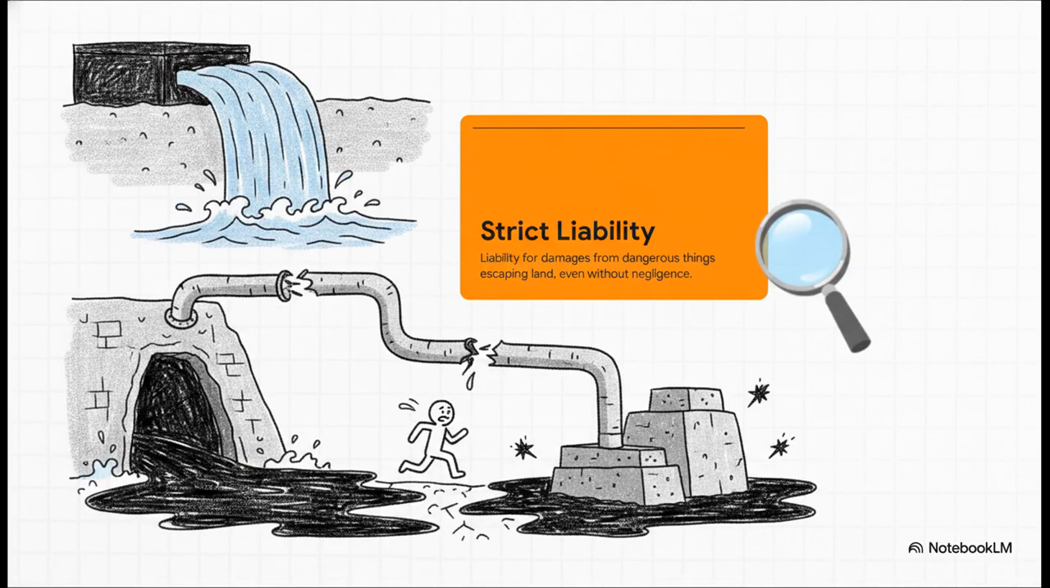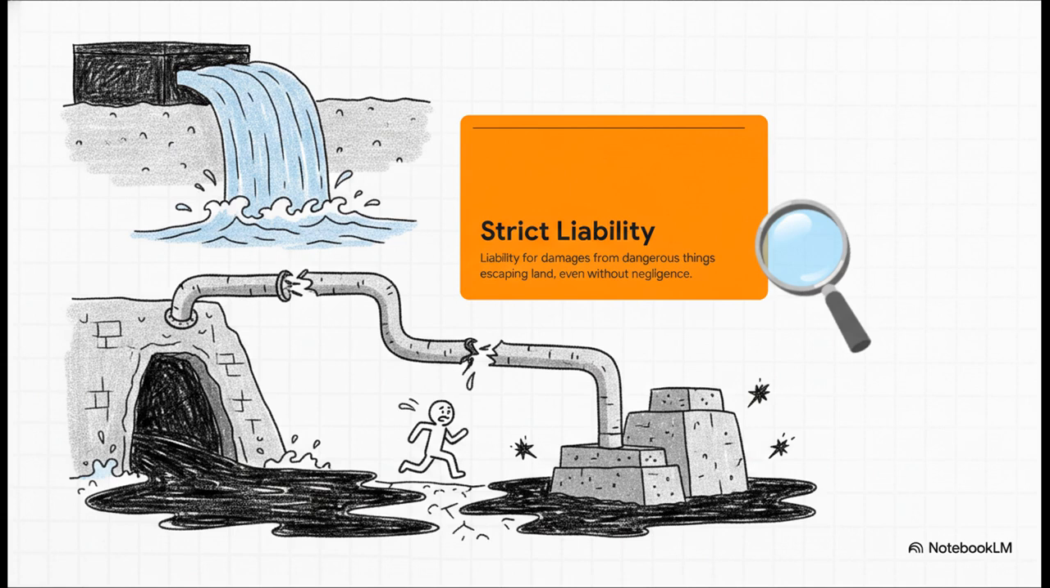Which brilliantly sets up our next massive concept, strict liability. This means you are liable for damages if something dangerous escapes your land, even if you took every single precaution and were 0% negligent. The landmark case here is Rylands v. Fletcher. So the defendant built a reservoir on his land, but water escaped through these secret ancient mine shafts nobody even knew existed, and it completely flooded his neighbor's coal mine.